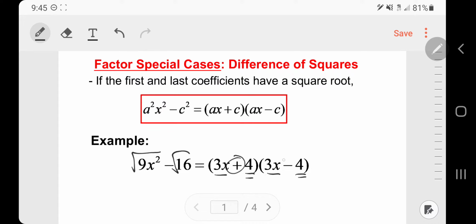Now, in the answer, we alternate our signs, plus and minus, because if we were to FOIL this, our middle term would cancel out, which is why in our initial expression there is no middle term. All right, let's take a look at a couple examples of these.